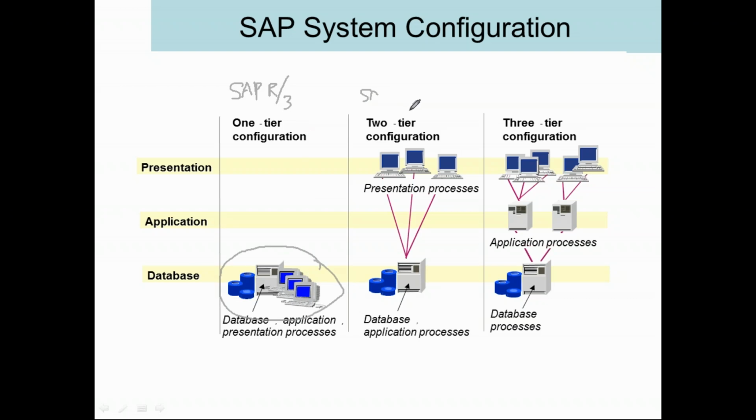What is the meaning of two tier? Two tier is where there is a presentation layer, but the application and the database are on the same tier. That means presentation is one system, and database and application are on one more system, the second system. Three tier is where everything is separated: the presentation layer, the application and the database are all on different servers. Now tell me the best example for three-tier configuration.